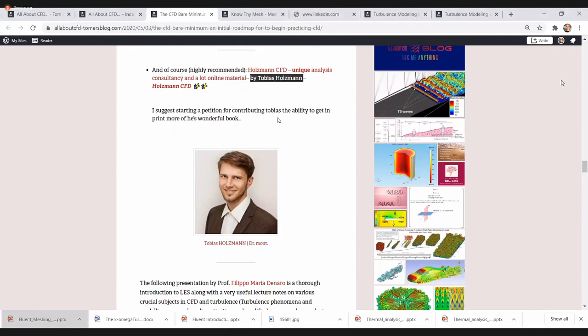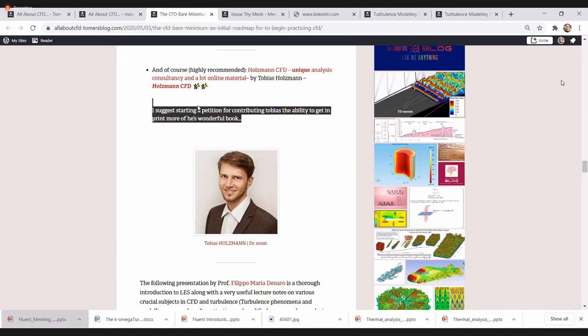To those of you who are interested in OpenFOAM, I don't even need to say, Tobias Holzmann just opened his new site, and even fixed his book with some turbulence mistakes he had.